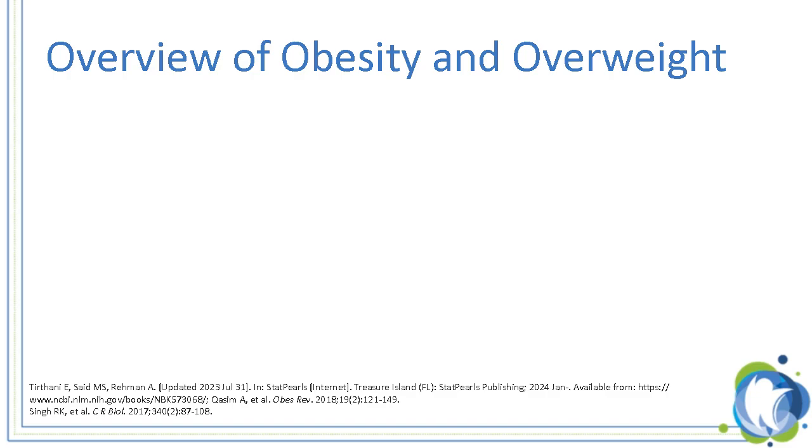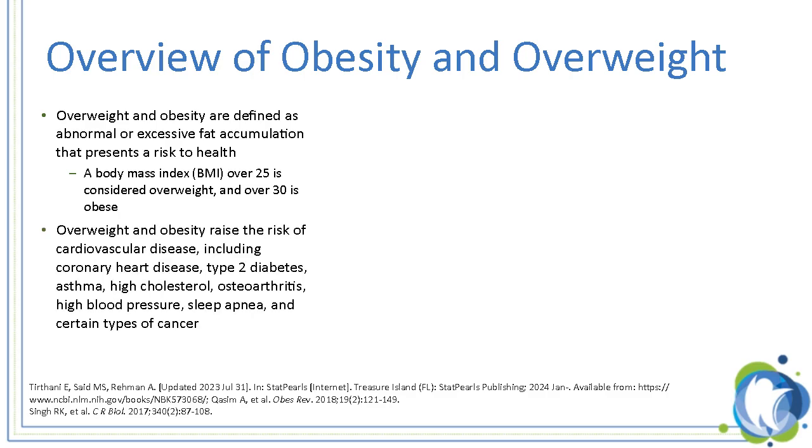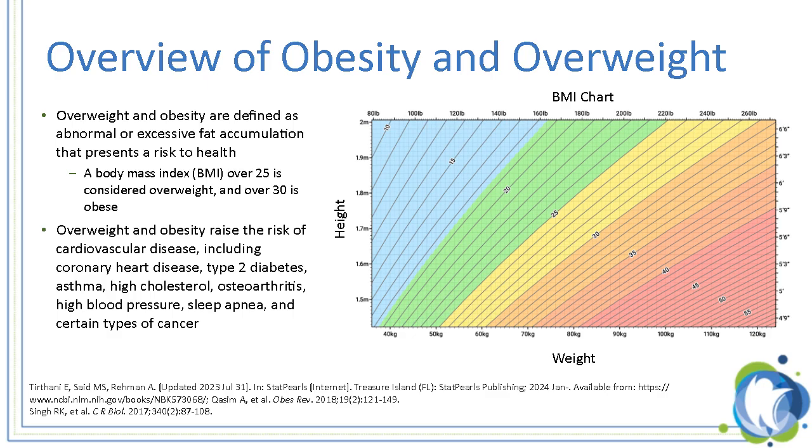Overview of obesity and overweight. Overweight and obesity are defined as abnormal or excessive fat accumulation that presents a risk to health. A body mass index greater than 25 is considered overweight, and greater than 30 is considered obese. Overweight and obesity raise the risk of cardiovascular disease, including coronary artery disease, type 2 diabetes, asthma, high cholesterol, osteoarthritis, high blood pressure, sleep apnea, and certain types of cancers. As we can see on the graphic on the right-hand side of the screen, BMI is calculated using height and weight.